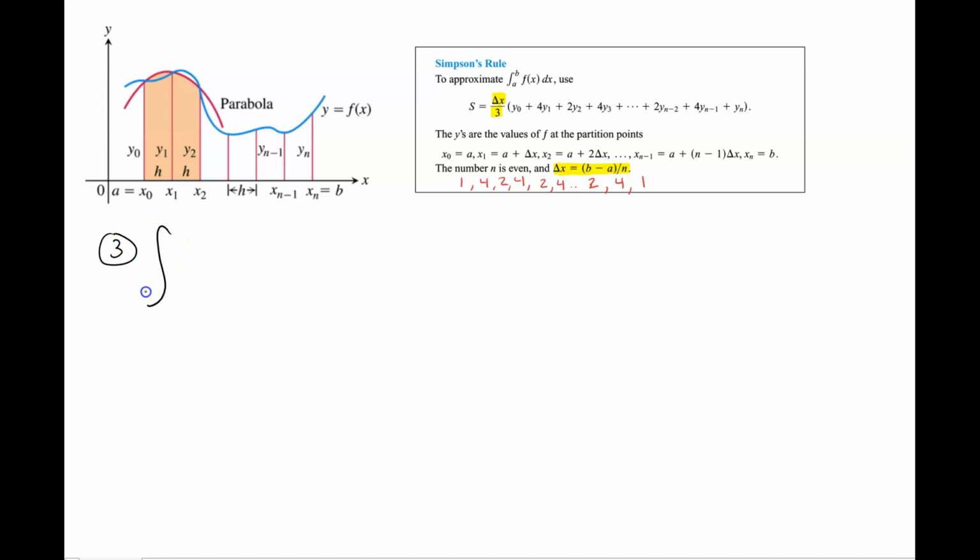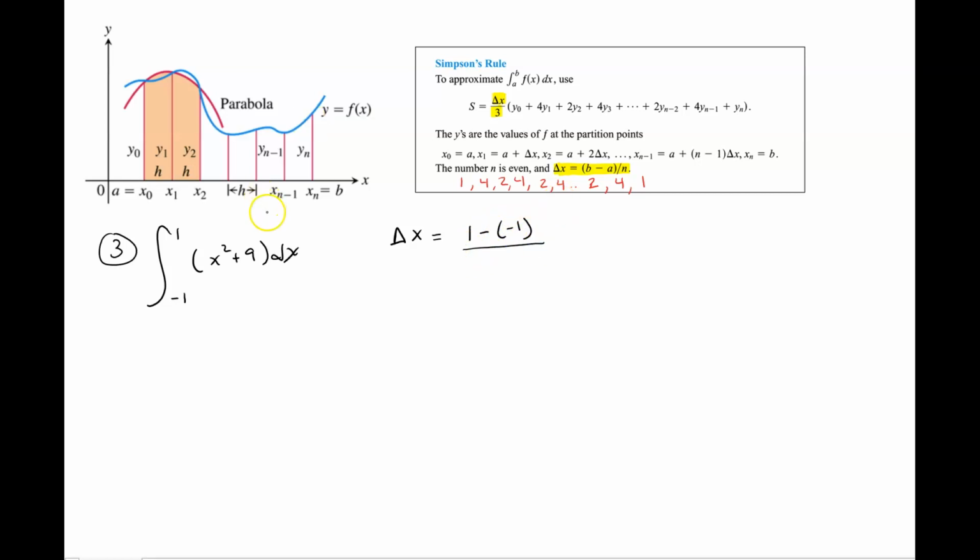We have number 3. All right, we're going to go from -1 to 1, and we're going to have x squared plus 9, dx. All right, this is the function we're going to be analyzing. So let's first calculate delta x, and then we'll worry about how Simpson's rule applies. So I'm going to take 1 minus -1. All right, and I'm going to use here 4 steps.